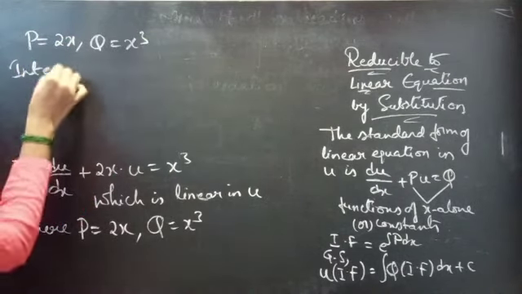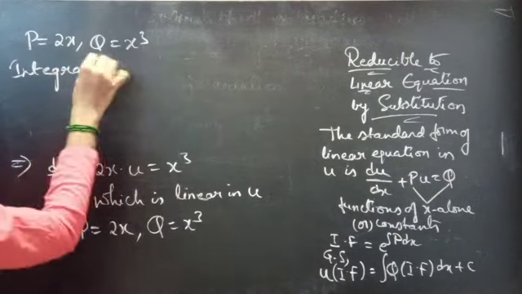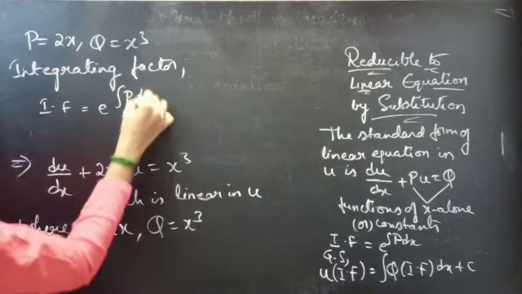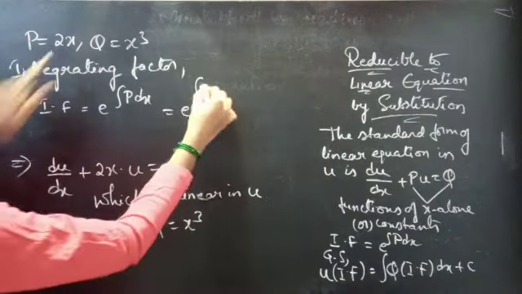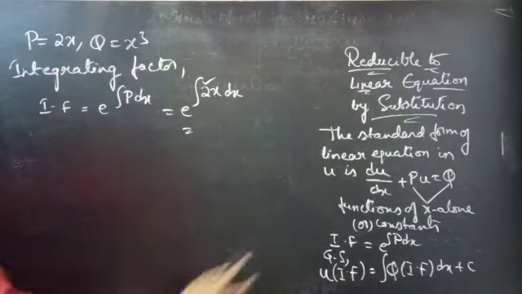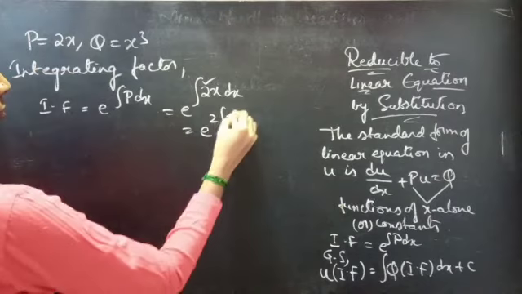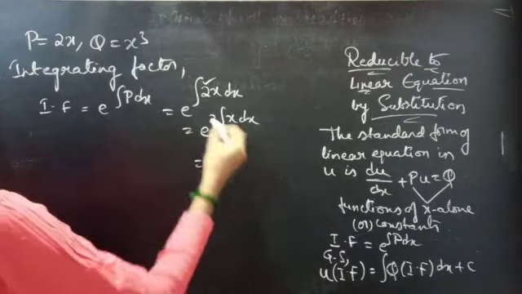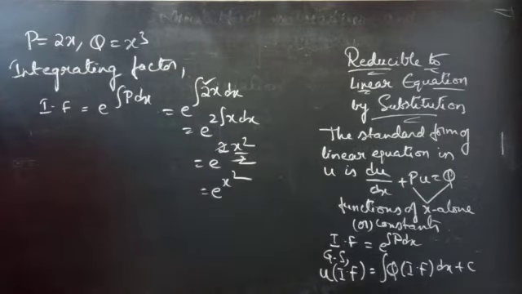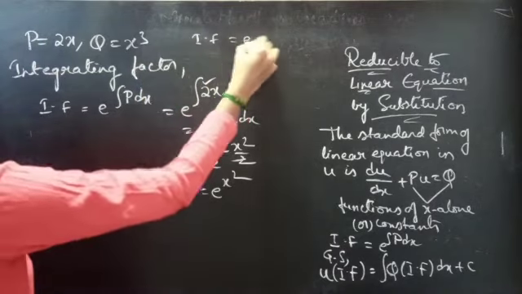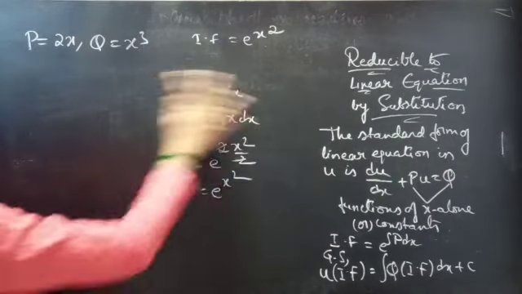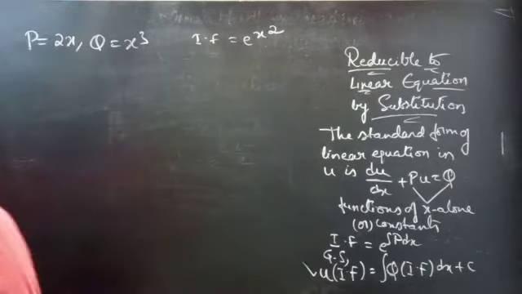Now we are going to find the integrating factor. This is given by e^(∫p dx) = e^(∫2x dx). Here 2 is a constant, so we will write it outside the integral. It equals e^(2∫x dx), and ∫x dx is x²/2, so the 2 gets cancelled. Finally, you will get e^(x²). So here our integrating factor is e^(x²). We will find the general solution to the given equation using this formula.